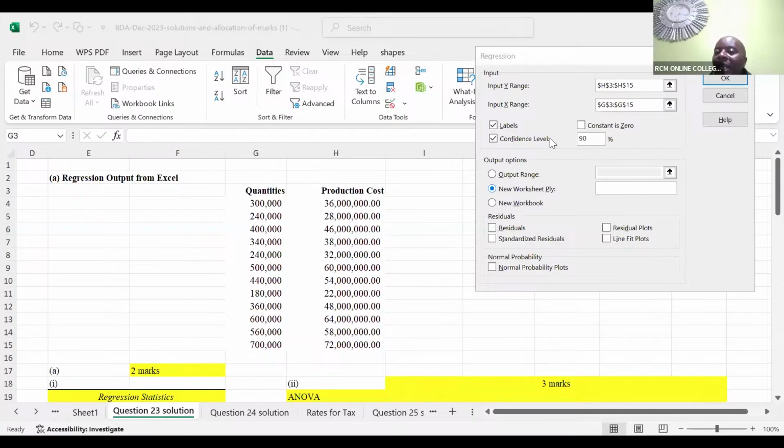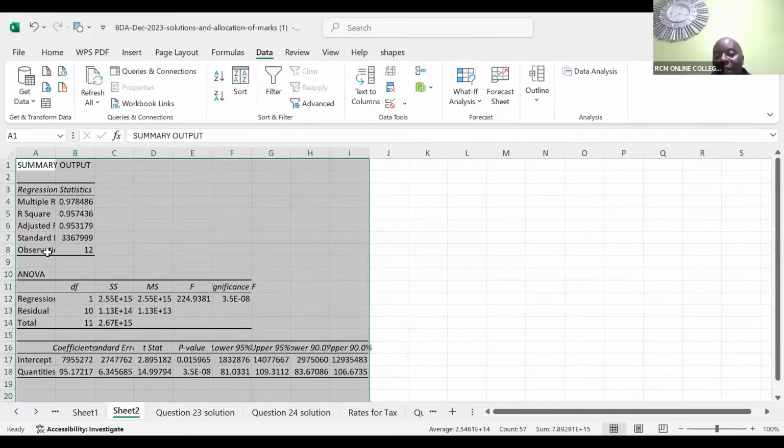So if you're okay, and again, you never check this constant of 0. Don't say the constant is 0. No. We have A. So come and say okay. So when you say okay, what is happening? They have given you this summary output.